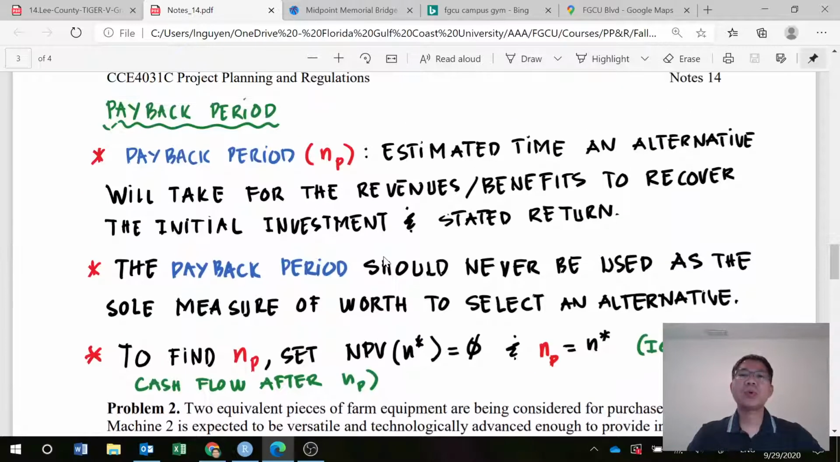Let me show you what the payback period means. Basically it is the break-even time, the time when all the money that we receive is able to return the initial cost and all other costs, and then the return that we expect, realized at the minimum attractive rate of return mark.